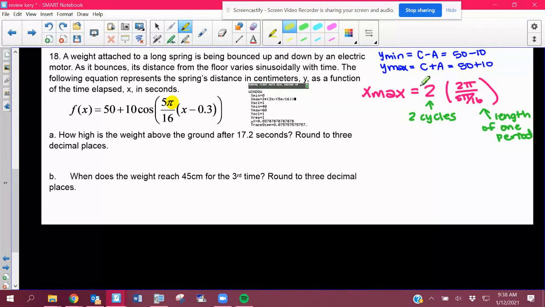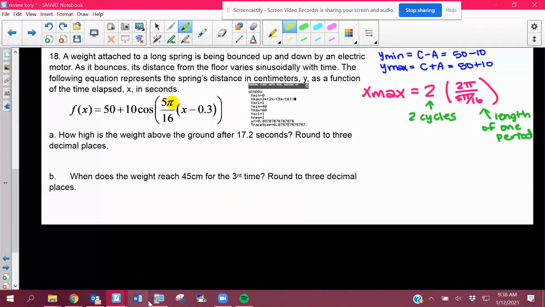So I'm going to want 2 cycles. This is just arbitrary. I just am trying to find the number, but I'm going to put in 2 cycles multiplied by whatever the period is going to be. And I can find the period by doing 2 pi divided by the b value. In this case, 5 pi over 16. You can do that mental math in your head, whatever, but if you just put it in your calculator, it'll do it for you. Woohoo!